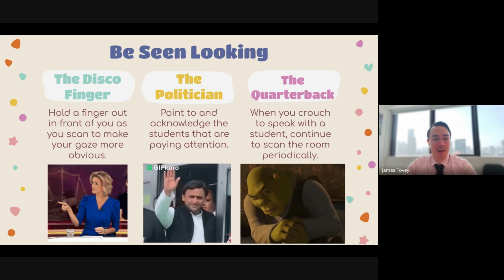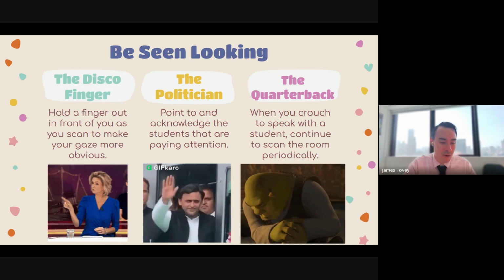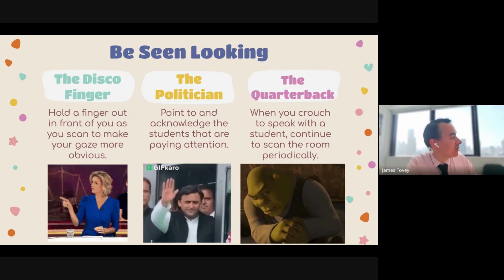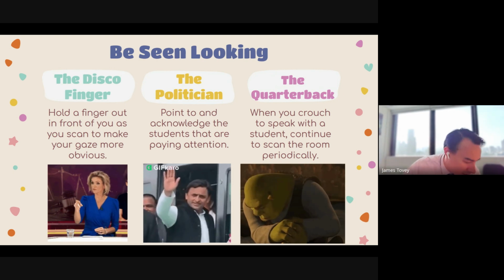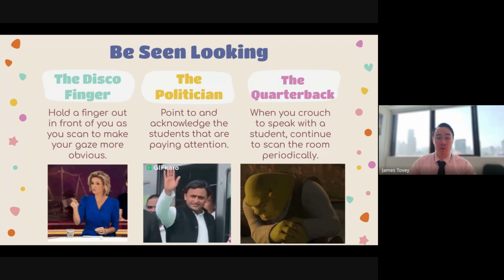The quarterback. So Shrek here is doing a good example for us. When you crouch to speak with a student, continue to scan the room. So look at the problem that you're helping them with. You've got to add the past simple tense over here in this question or whatever it is. But then as you're helping write that in, you're looking up and around to see what everyone is doing. The students will wait till you're crouched over, not paying attention, to do something behind your back. So make sure you give them a quick look around, just to make sure that they're not thinking you've got a vulnerable point when you're not actually looking.